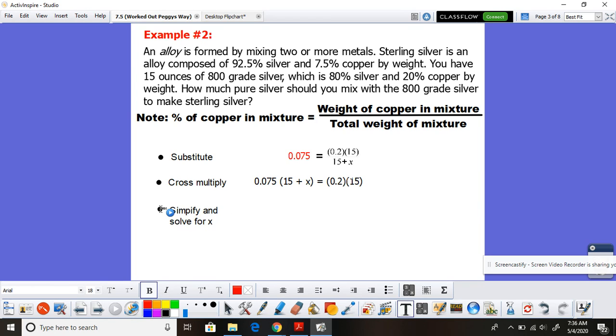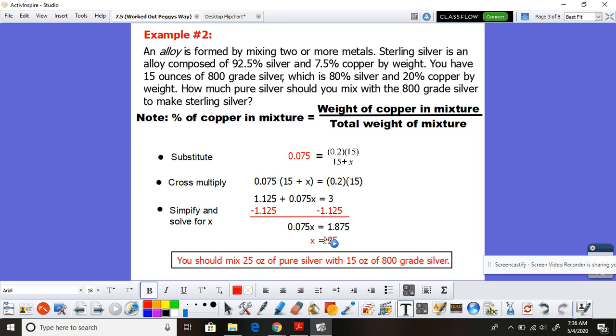Then we're just going to distribute and solve, guys. So distribute through, then do a little bit of algebra. And we end up with x is 25, which means we should be adding 25 ounces of pure silver with 15 ounces of 800 grade silver.